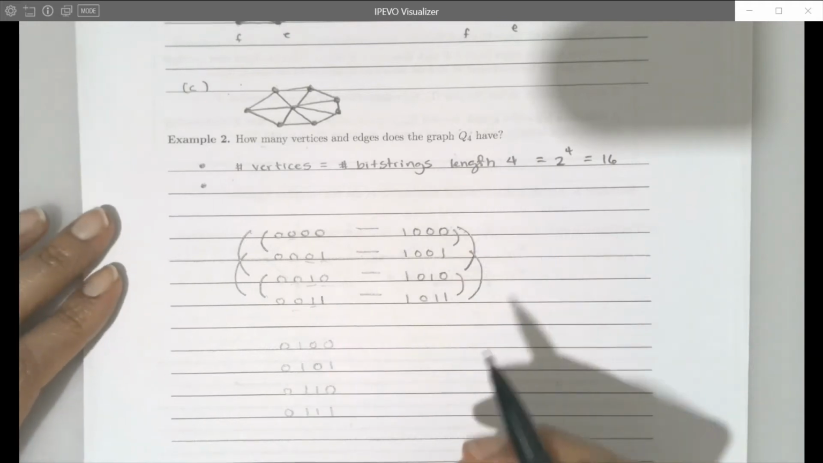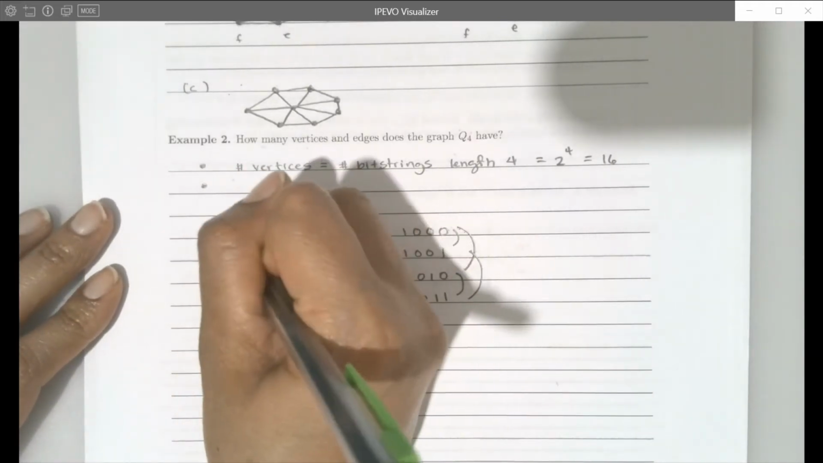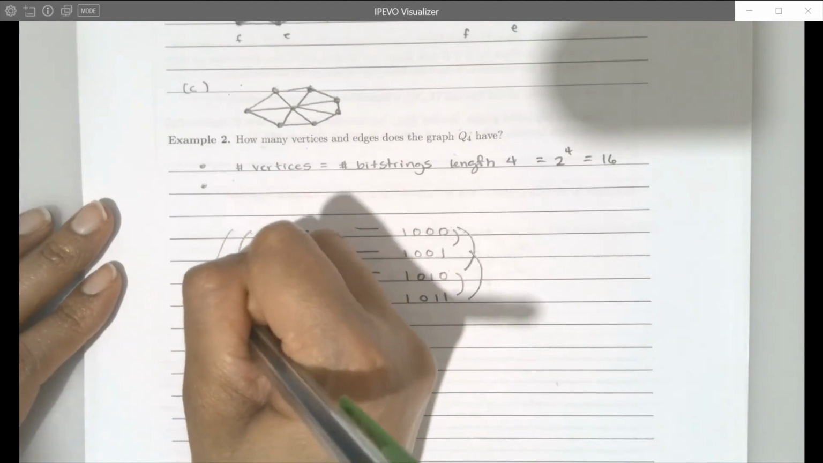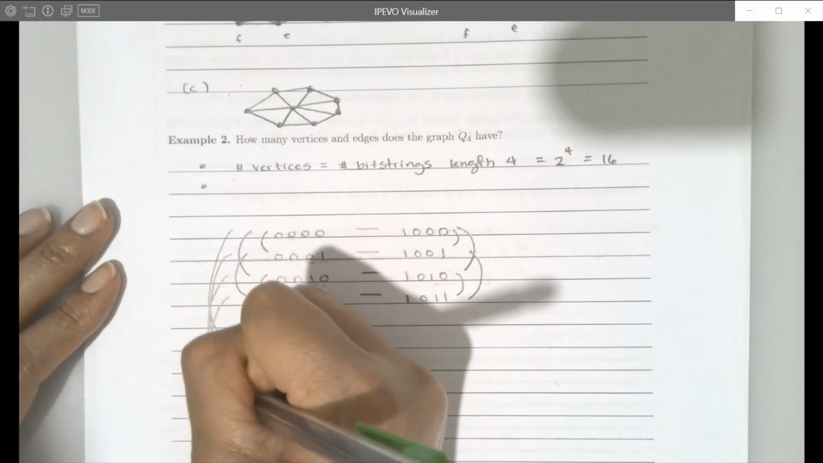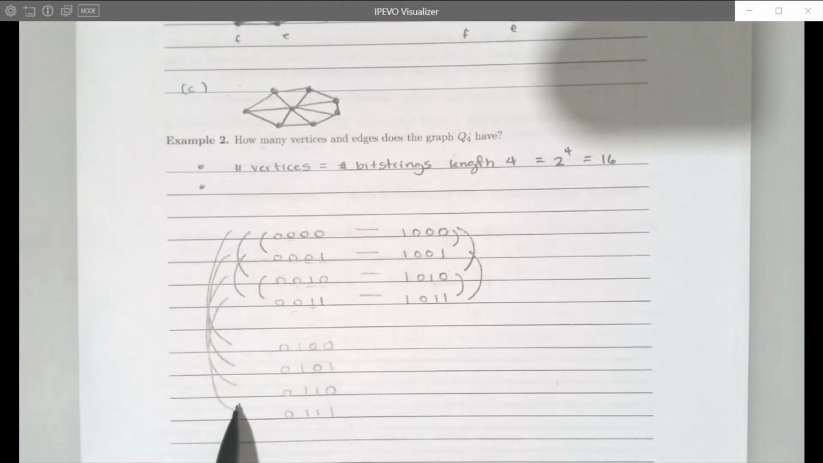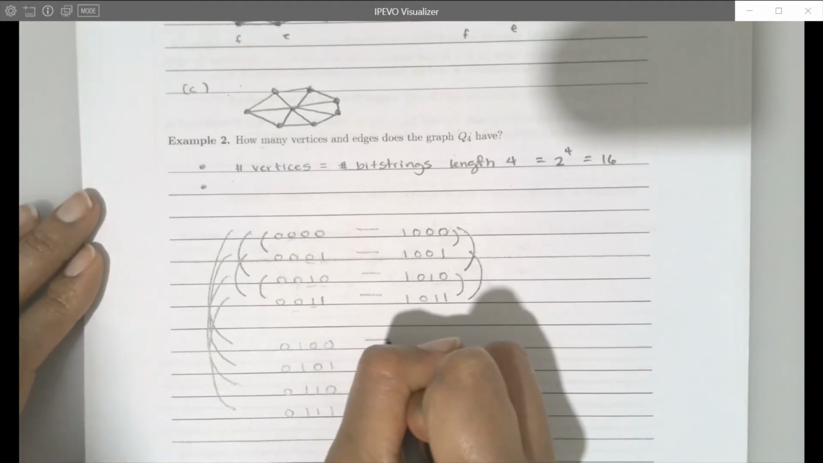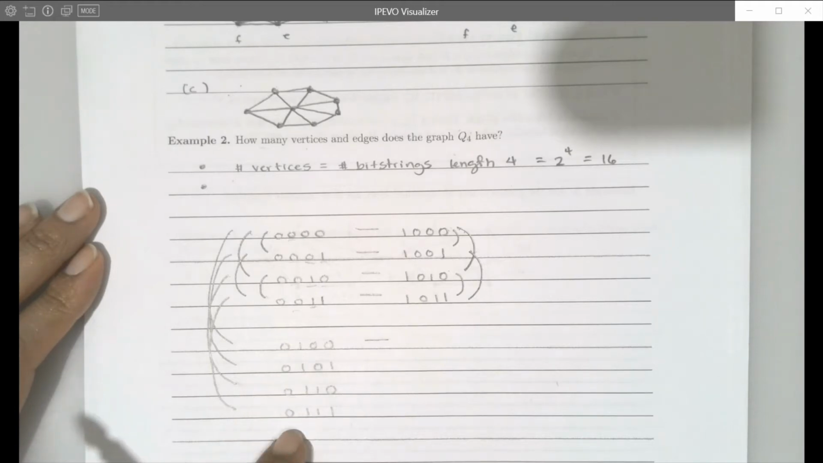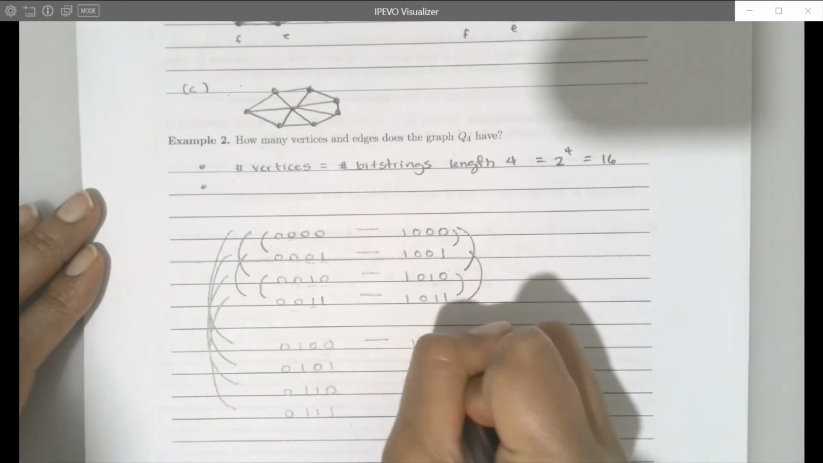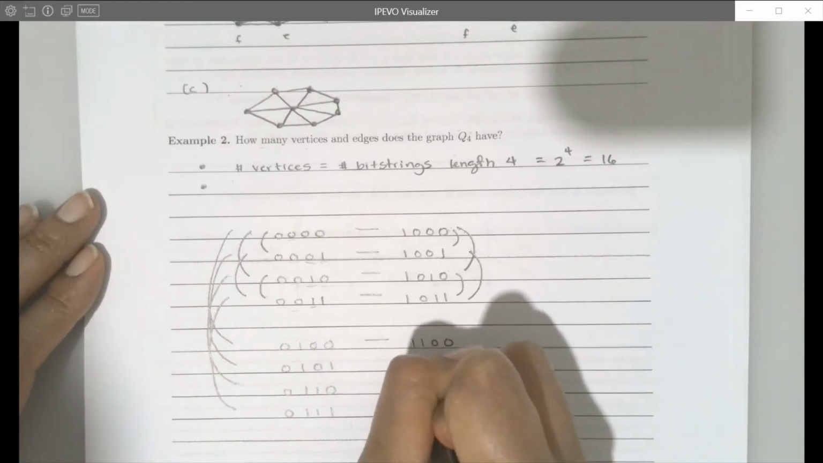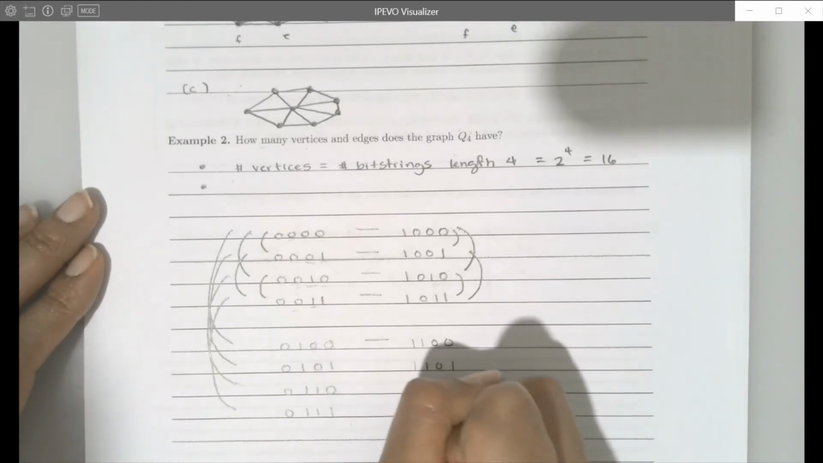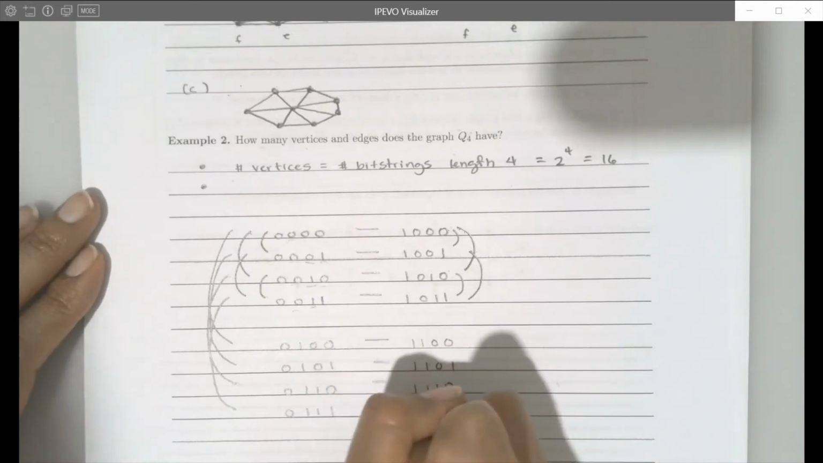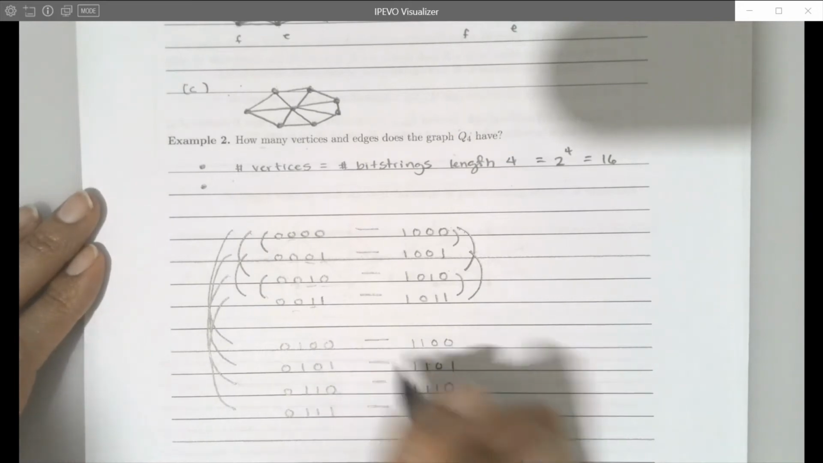Right, so we're going to have connections that look like this and like this and like this, right? So 4 connections. Now we'll repeat the process that we did earlier, which is now switch the first bit from 0 to 1, keep the rest of the bits the same. And we'll have these edges connecting those bit strings.